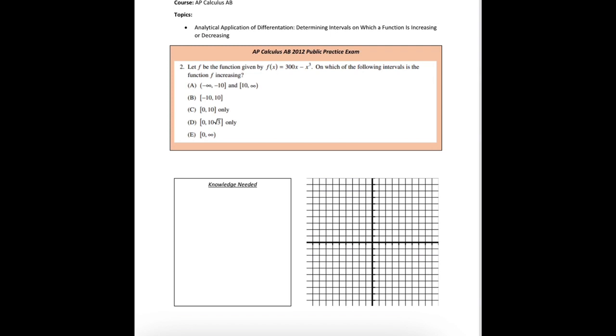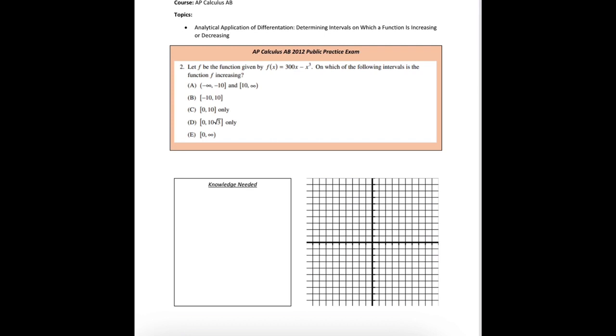It says, let f be the function given by f of x equals 300x minus x cubed. On which of the following intervals is the function f increasing? As we can see, it's a multiple choice problem where we need to choose the interval or intervals on which this function is increasing. So first, let's start by listing out what are the things that you need to know or to be able to do to actually solve a problem like this.